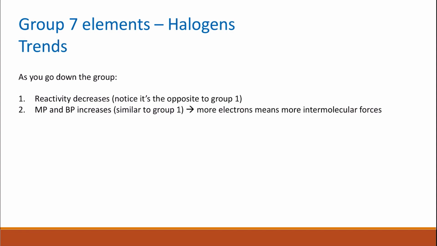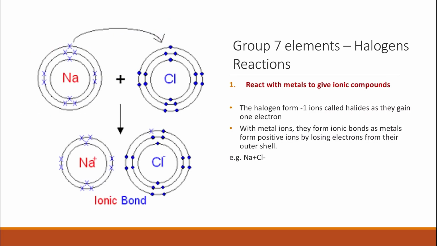The main reason for that is again because the outer shell of electrons will become further away from the nucleus. That means the attraction force will decrease. So it becomes harder for the atom to gain electrons as the size of the atom increases. So reactivity will decrease down the group. Melting and boiling point will increase down the group because of the increase in the size and increase of the interaction or the forces of attraction between the atoms.